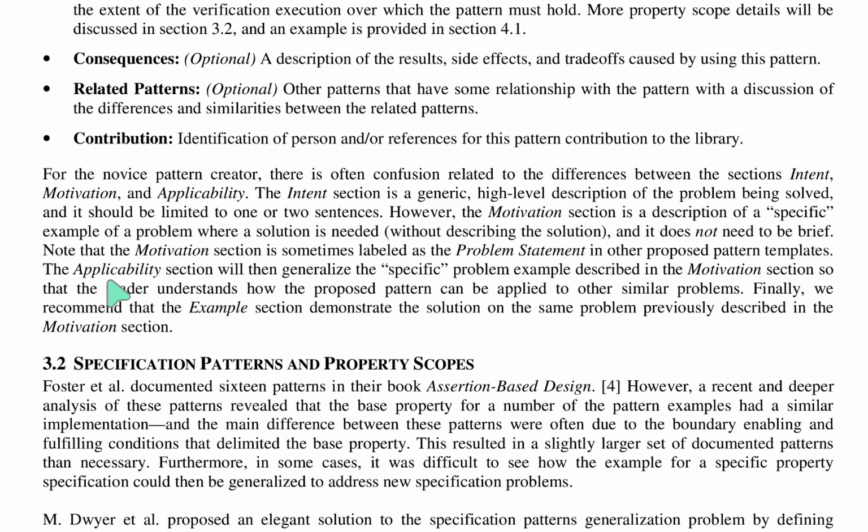The applicability section will then generalize the specific problem example described in the motivation section so that the reader understands how the proposed pattern can be applied to other similar problems. Finally, we recommend that the example section demonstrate the solution on the same problem previously described in the motivation section.